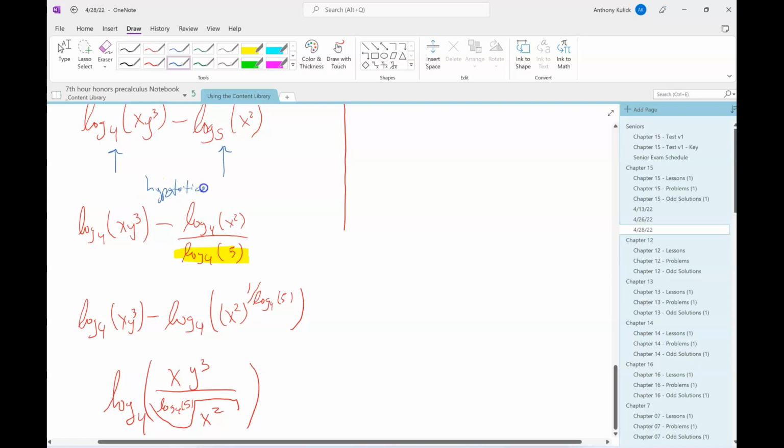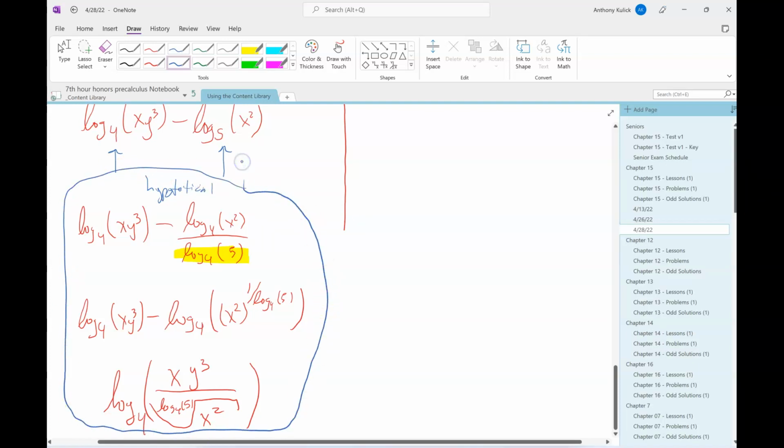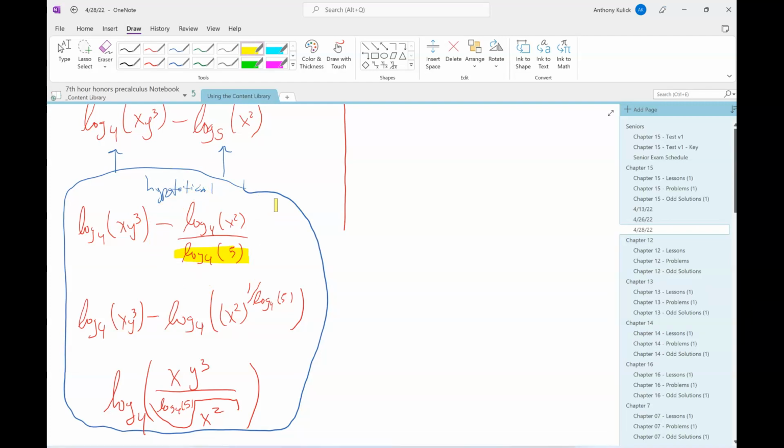Again, I'll put hypothetical around this whole thing. Because yick. Particularly this piece that I highlighted in yellow, noticing that's really just the same thing as a power. Not super obvious, since it's just a constant, whatever number log base 4 of 5 is.